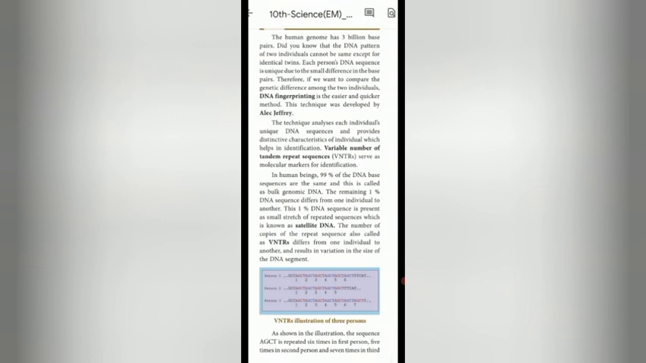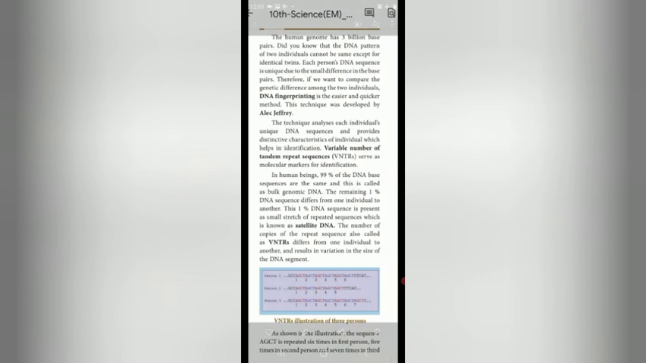This was developed by Alec Jeffrey. Each DNA shows variation, and each variation and characteristic feature of an individual organism is identified by the method called the DNA technique. This is also identified by the sequence present in the DNA called variable number of tandem repeat sequences. In human beings, 99% of DNA base sequence is the same. They are called bulk genomic DNA.